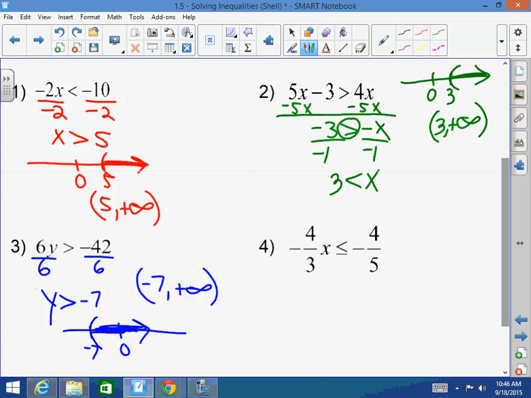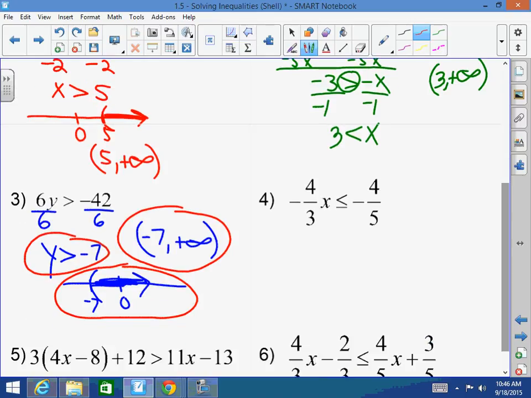How do I solve number 4? Yes, sir. All 3 answers: you have to solve it, then I want you to graph it, then I want you to put it in interval notation.